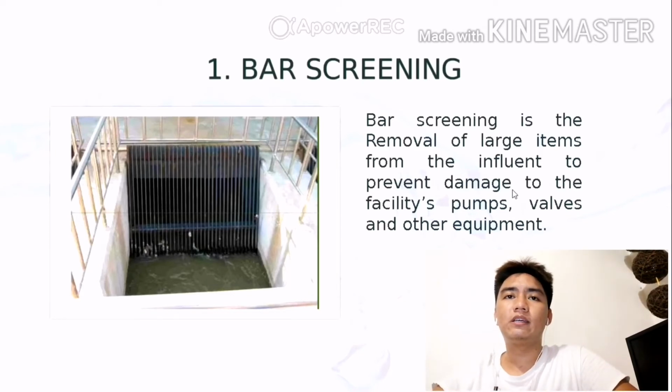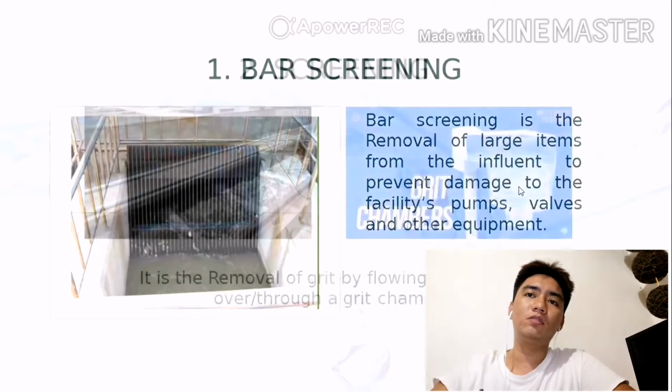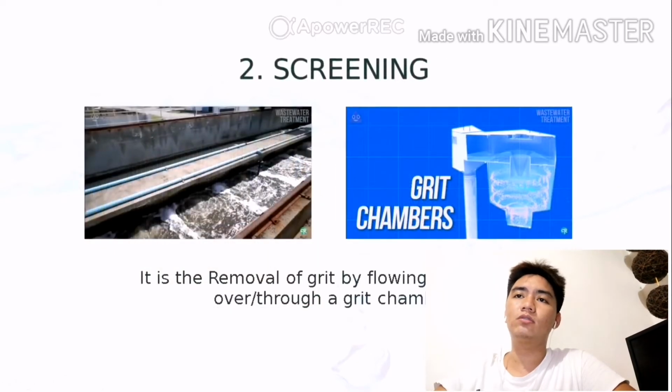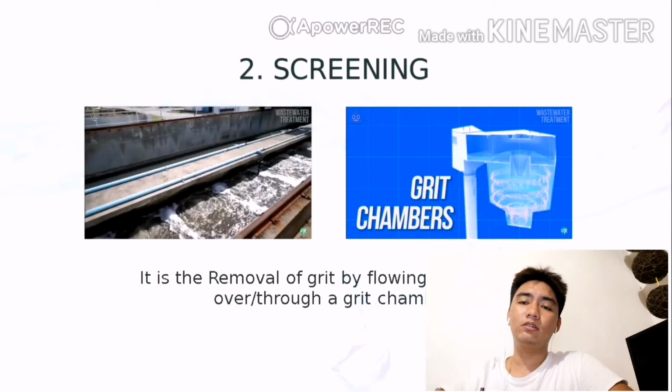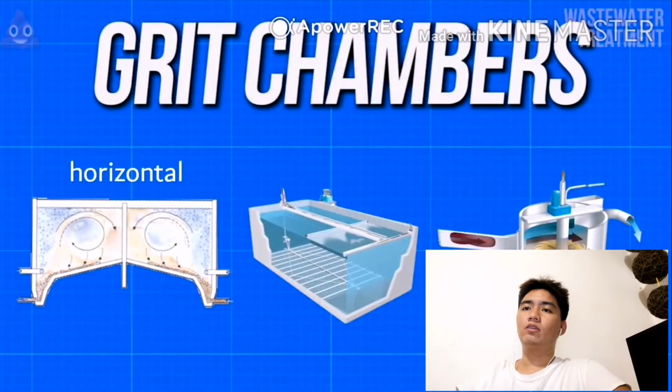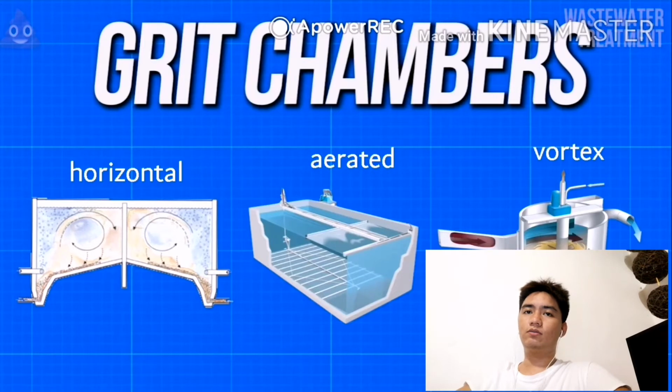Stage 2 is screening. It is the removal of grit by flowing the effluent over or through a grit chamber. Too small to be screened out, this grit needs to be removed from the grit chamber. There are several types of grit chambers: horizontal, aerated, or vortex, which control the flow of water, allowing the heavier grit to fall to the bottom of the chamber.